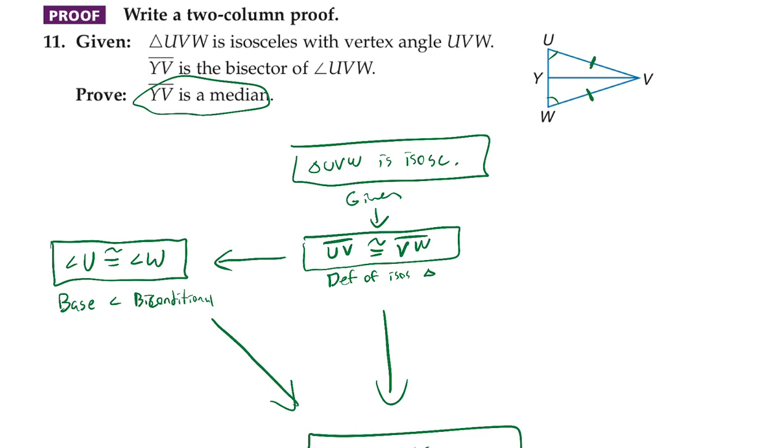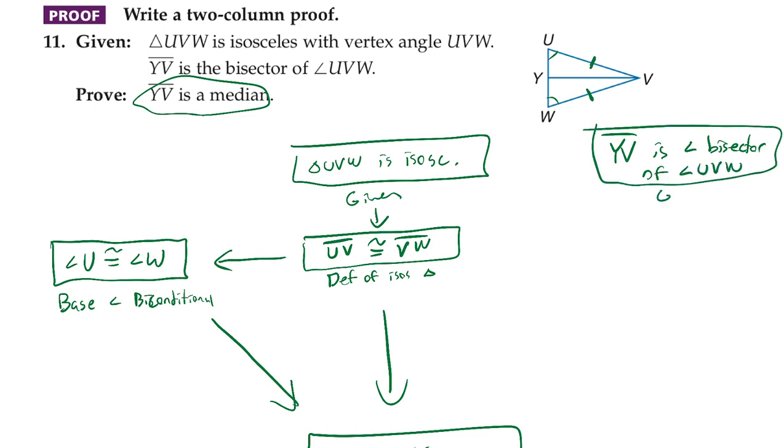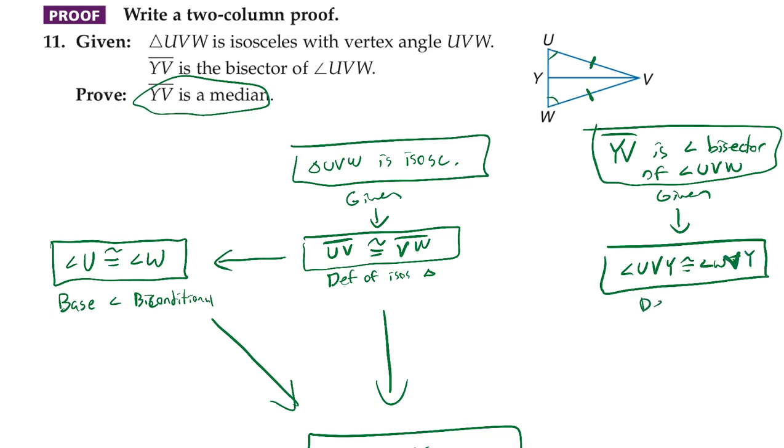Well, again, we were given that it was the angle bisector, so up here we know that YV is angle bisector of UVW. That was given to us. And if that was given, well, the very definition of that is that angle UVY is congruent to angle WVY. That's not a V, WVY. And that's by the very definition of an angle bisector.